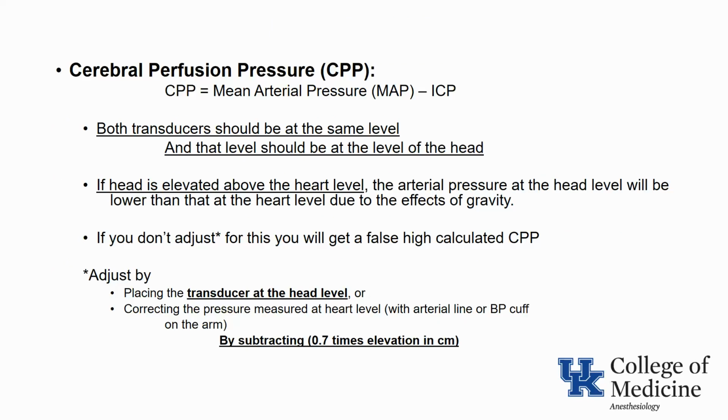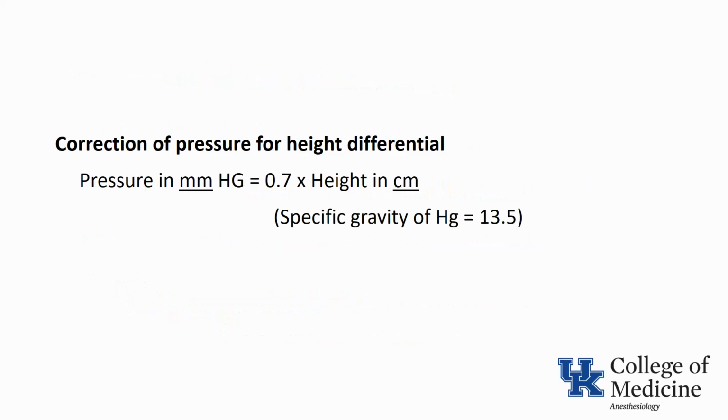Cerebral perfusion pressure is the difference between the mean arterial pressure in the head minus the intracerebral pressure. Therefore, both transducers should be at the same level, and this level should be at the head. If the head is elevated above the heart level, the arterial pressure at the head will be lower than at the heart level. If you don't adjust, you will get a falsely high calculated cerebral perfusion pressure.